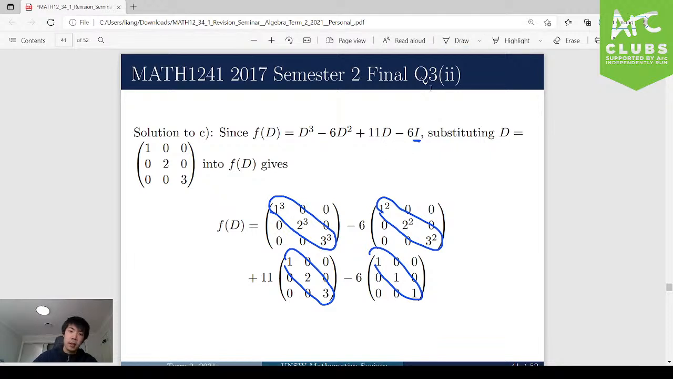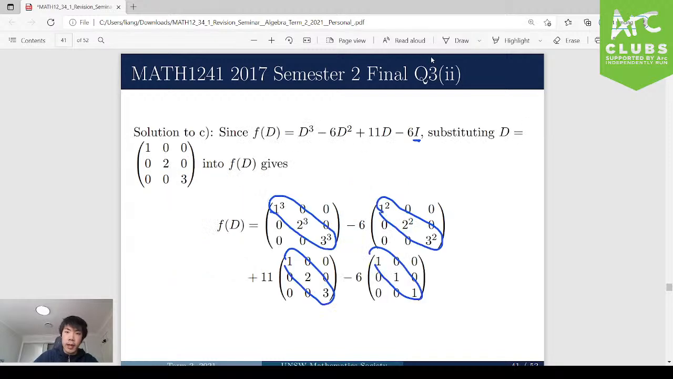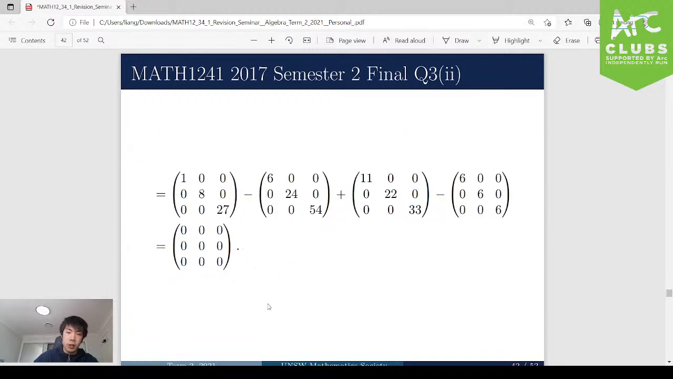And when you do that, you end up with 1, 8, 27, which is 1 cubed, 2 cubed, 3 cubed, right? And then here you have 1 squared, 2 squared, 3 squared times 6, because there was a coefficient of 6 at the front, and so on. Eventually, if you work through this, you realize you get the zero matrix, and you've proved part C.